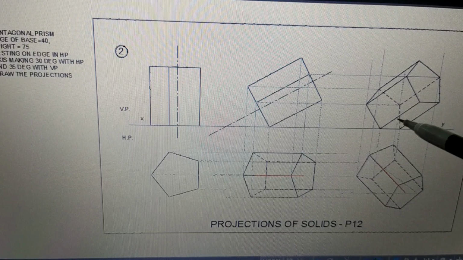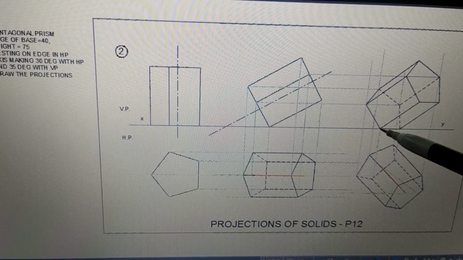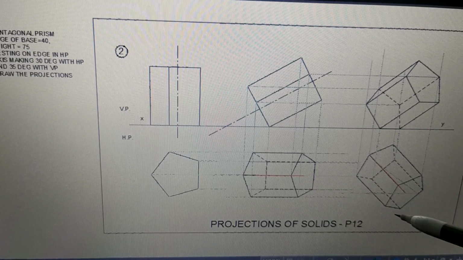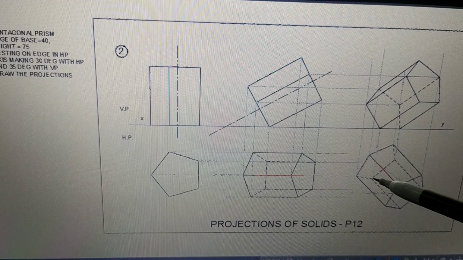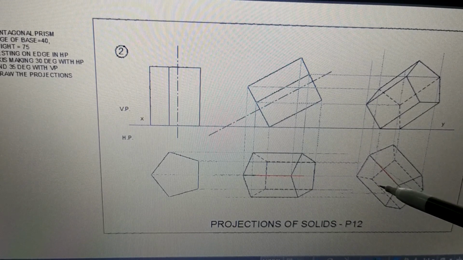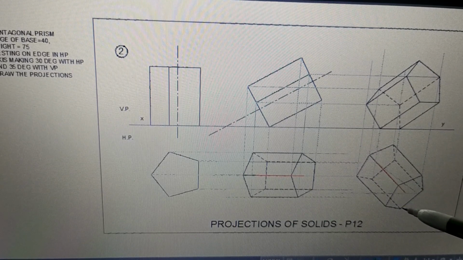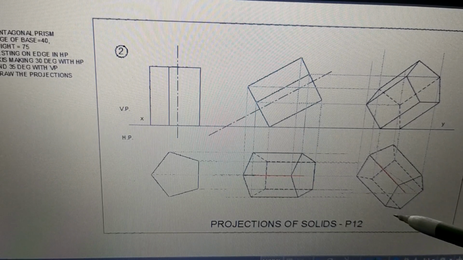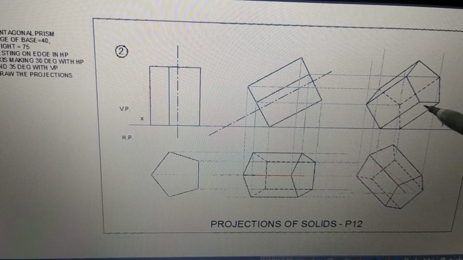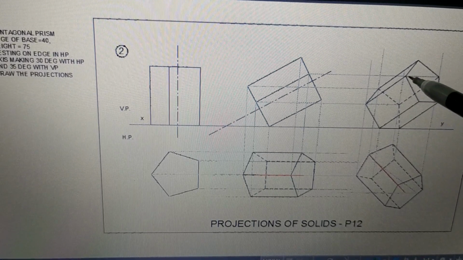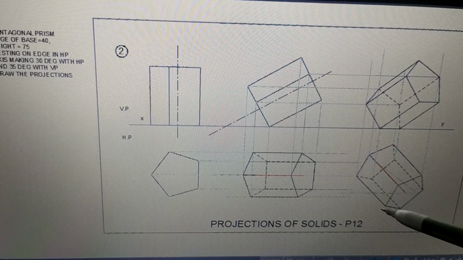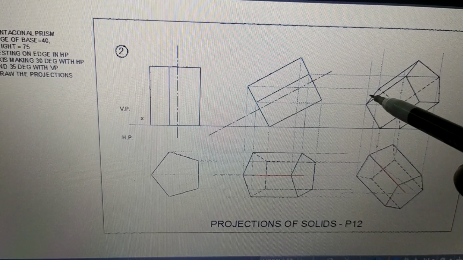Which line is this? This is 2. So 2 to B. So 2B is where? 2 here and B here. So when you look in this direction, 2B is seen. Therefore this is dark. Similarly 3 and C. This is 3 and this is C. It is seen.